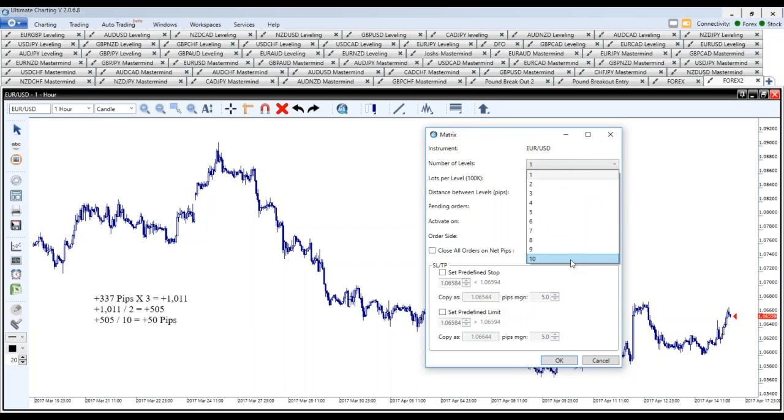Now the number of levels, you can do up to 10. I'm going to be teaching investors how to strategically utilize different levels, okay? But I'm going to be using 10 in this example. I can do my lot sizes, the distance in pips. It's going to be 50. I have the option to have my grid only above the market, below the market, or both sides. I'm going to use both sides grid.